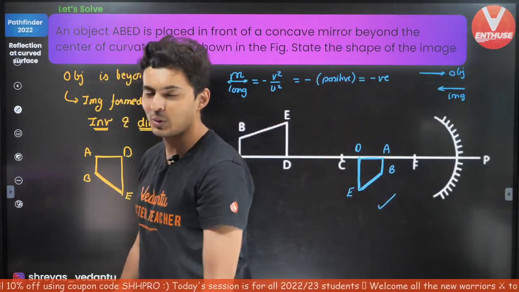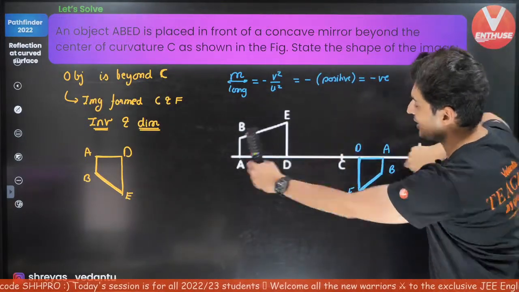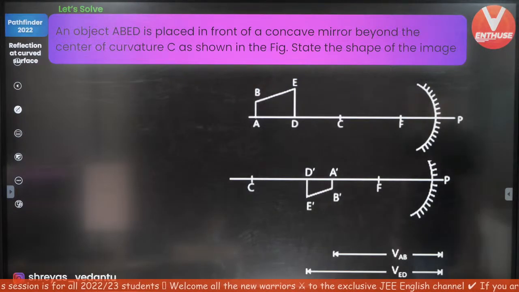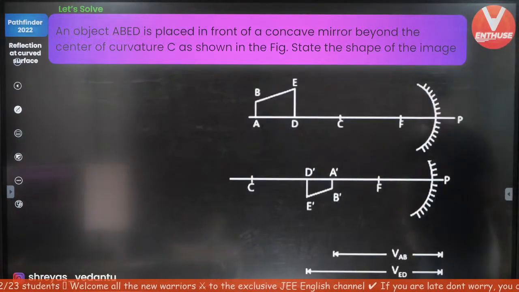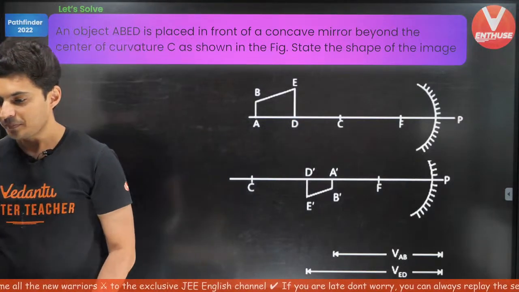What a brilliant question, isn't it? So you have to flip it this way as well as this way and write it in the correct order. That's the final answer. Okay, so A, B, D, E. So that's what you have done. A, B, D, E. Correct. This is how it is going to look between C and F, and it's going to be small.